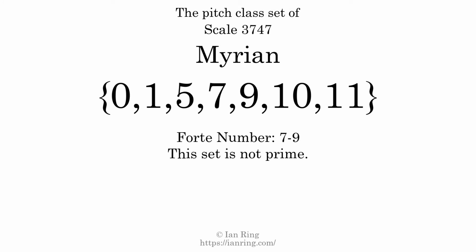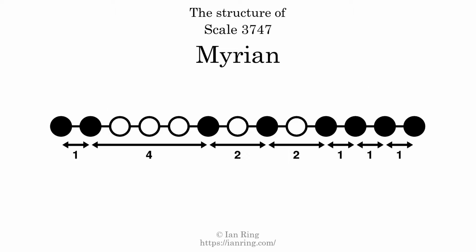The pitch class set for this scale is 0, 1, 5, 7, 9, 10, 11. The prime class is 7, 9. This set is not prime. The structure of a scale is a description of the interval distance between each successive tone. This scale has a structure of 1 4 2 2 1 1 1.